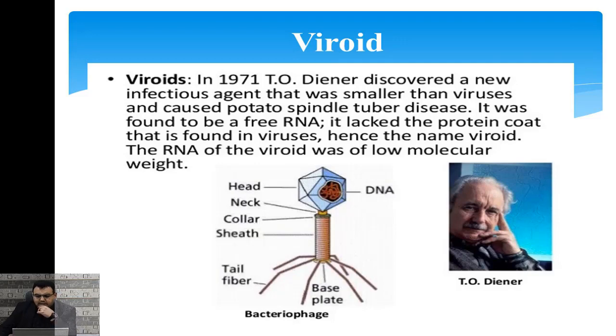In 1971, Diener discovered a new infectious agent that was smaller than viruses and causes potato spindle tuber disease. It was found to be a free RNA. It lacks the protein coat that is found in viruses, hence the name viroid. The RNA of the viroid was of low molecular weight.